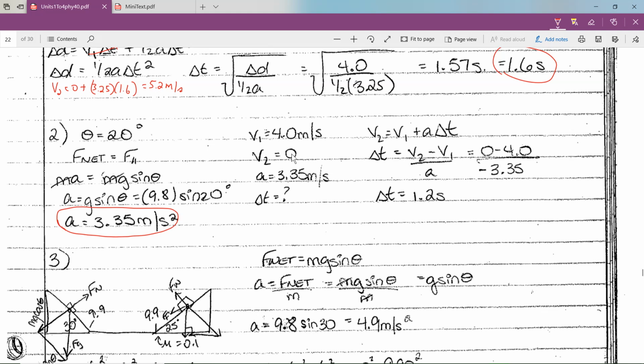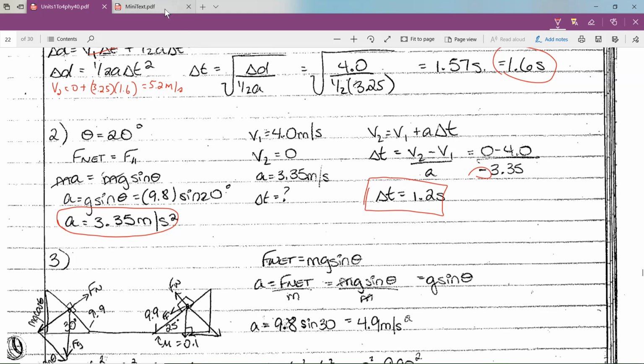So it stops. So 0, the initial velocity is 4. So 0 minus 4 divided by negative 3.35. Okay, because it has to be a positive time. So delta t is 1.2 seconds. Okay, so this one didn't involve any friction.